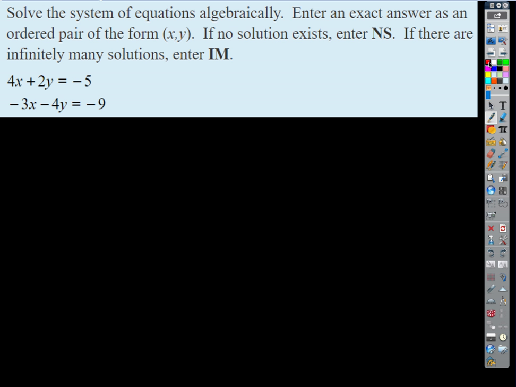What's the easiest variable to eliminate there? Y is correct. So there's a bunch of questions at the start of this assignment where they'll say things like multiply the first or the second equation by what? In this case, we would multiply the first equation by 2, exactly, to get rid of the y's. Second equation, we'll leave alone. So then if I distribute a 2 all the way through, I'm going to get 8x plus 4y equals negative 10.